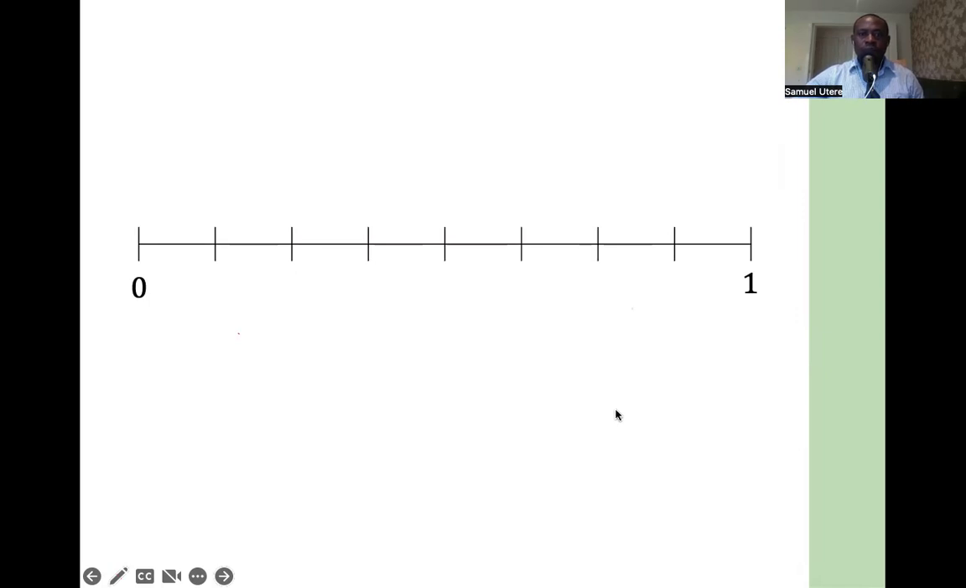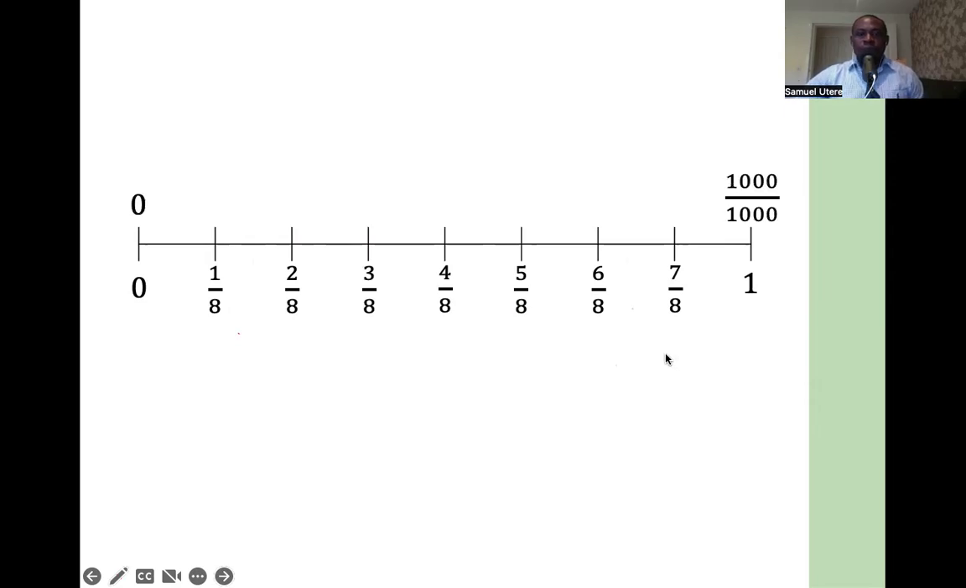Here we have a number line. How do we represent these? Now, we can represent this as 1/8, 2/8, 3/8, 4/8, and so on and so forth. Why? Because we have 8 intervals. You have 1, 2, 3, 4, 5, 6, 7, 8. So if we want to label this number line, the intervals are going to be 1/8, 2/8, 3/8, all the way to 7/8.